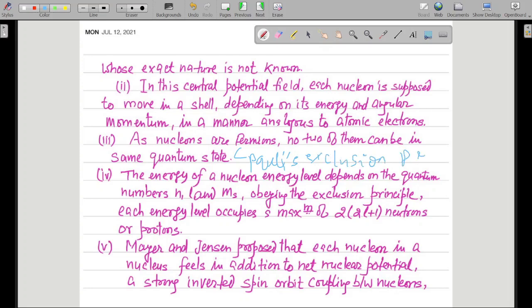Now what is Pauli's exclusion principle? You have already learnt it in the lower classes, that no two electrons can have all the 4 quantum numbers the same. I am giving you the analogy with electrons.